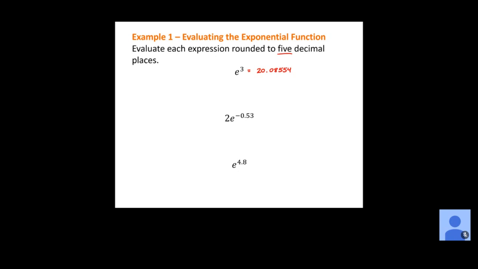Again, it's going to depend on what kind of calculator you're using as to where that E key is located. But as long as you've got at least a scientific calculator, it should have an E key somewhere. So just make sure you can find it. Let me know if you're having any issues finding it, and I'll help you out. All right. Now the next one we want to do is 2e to the negative 0.53. Again, we're just going to put that right in the calculator as is. What would that give us to 5 decimal places?